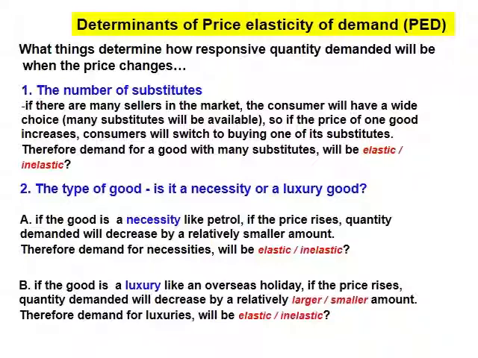However, an overseas holiday is a luxury item. We don't need to go for a holiday overseas. We could have a holiday in New Zealand, for example, or we could have a holiday at home and just read books, watch movies. So if the price of an overseas holiday goes up for whatever reason, could be the value of the New Zealand dollar goes down, there'll be a very big response in the number of people wanting to travel. So quantity demanded will decrease relatively more. So there we'll say demand is elastic.